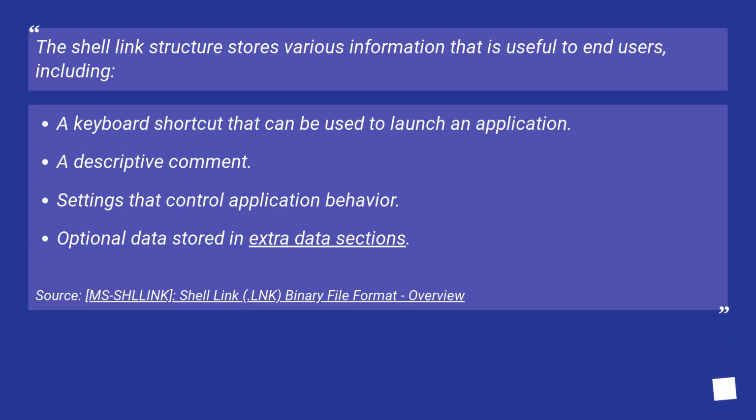The shell link structure stores various information that is useful to end users, including a keyboard shortcut that can be used to launch an application, a descriptive comment, settings that control application behavior, optional data stored in extra data sections. Source: MS-SHLLINK, Shell Link (.LNK) Binary File Format, overview.